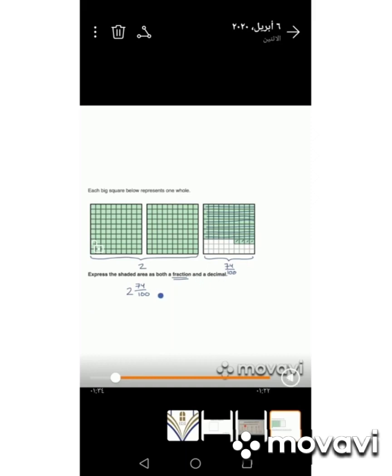Can we rewrite it as a decimal? Yes, it's so easy. The whole number is what? It is 2. Then put the decimal point and write the fraction 74 hundredths. Put 74. And how do we read it? Yes, 2 and 74 hundredths.